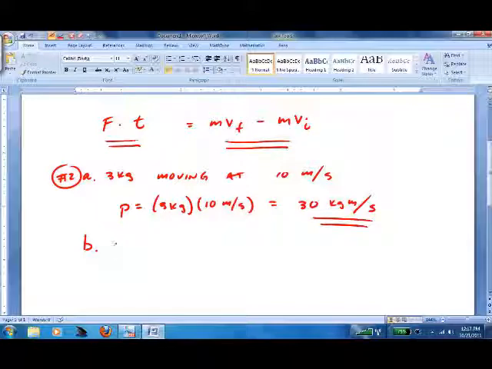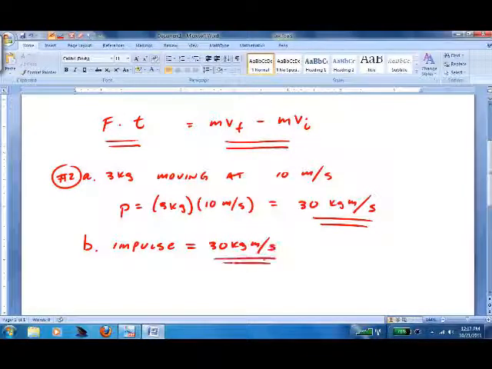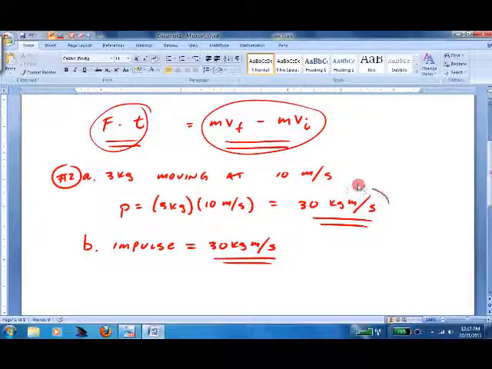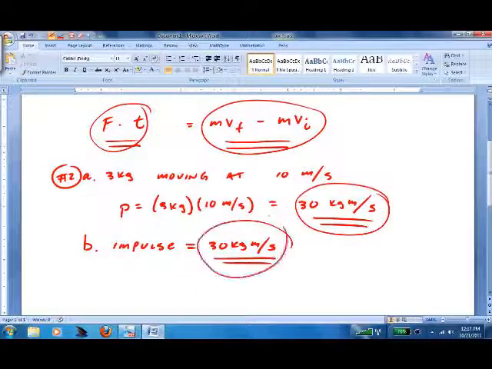Now B, what's the impulse? Well, like I said, it's the same. The impulse to get it, if it started at rest, if this part of the equation was 0, because there was no velocity, which it often is, the impulse would have to equal 30 kilogram meters per second, because the impulse over here is equal to the change in momentum. That's momentum, that's the impulse.